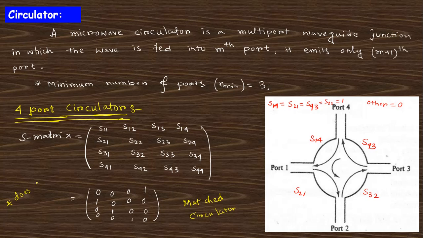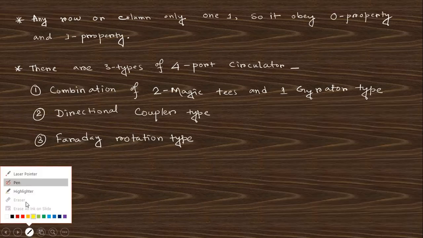For linear components, they always satisfy the symmetry property, but this one is non-linear, that's why it does not satisfy the symmetry property. Clear? I think clear. Go to the next one.